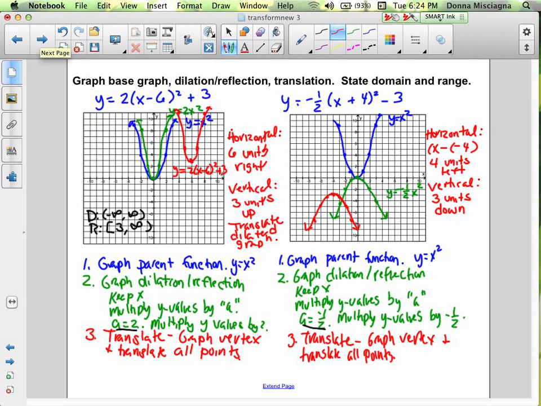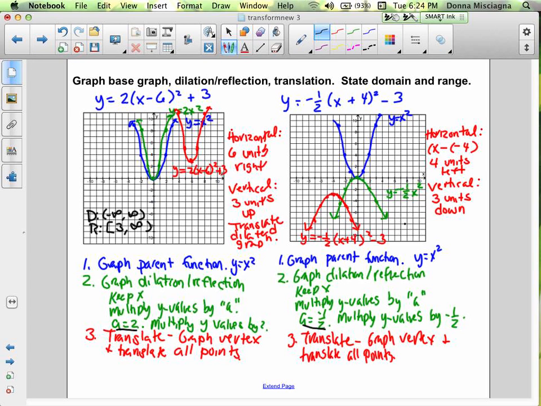So there's our graph. Y equals negative 1/2 (x plus 4) squared minus 3. And there we go. Those are all the steps. All right, so when we have a dilation / reflection and translation, we're going to have 3 graphs. If there's just a translation or just a reflection dilation, there'll be 2 graphs.